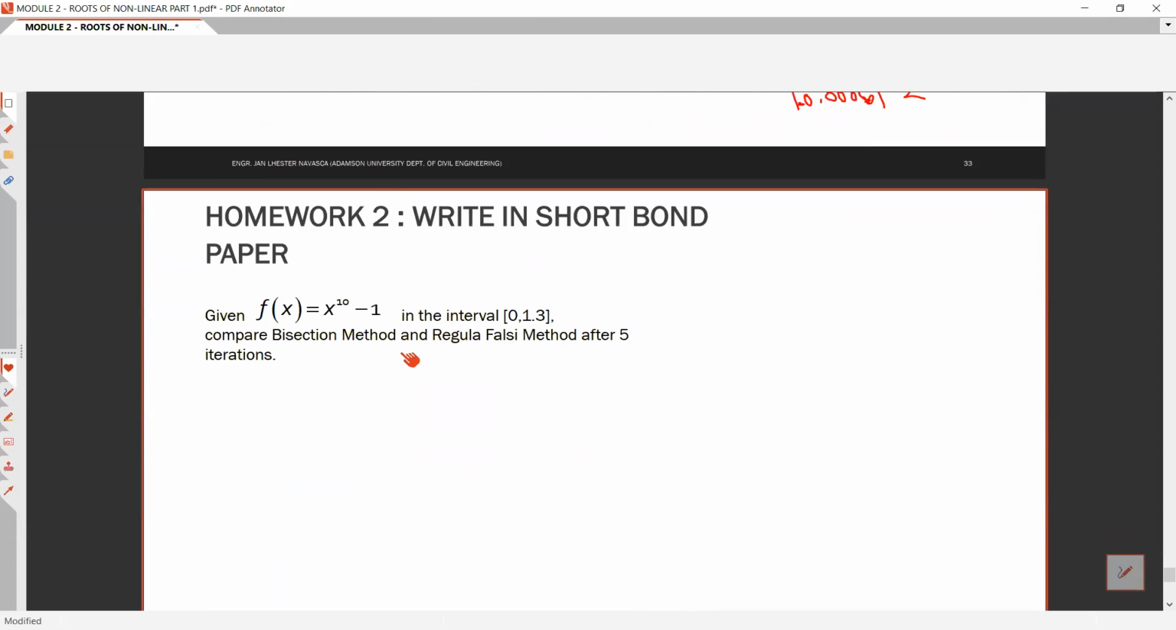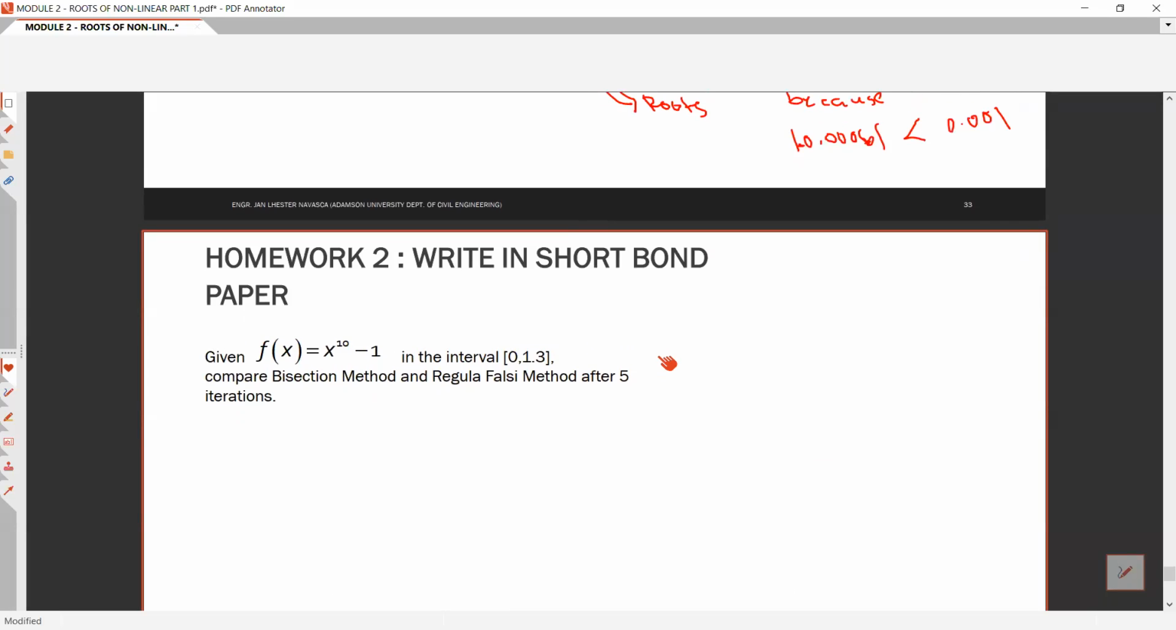So given for the homework, again, x raised to 10 minus 1 in the interval 0 to 1.3. Then compare yung bisection method and regular falsi method after 5 iterations. 5 iterations lang. Gagawin nyo to in regular falsi and bisection method at 5 iterations lang. Okay. So then compare, make a conclusion.